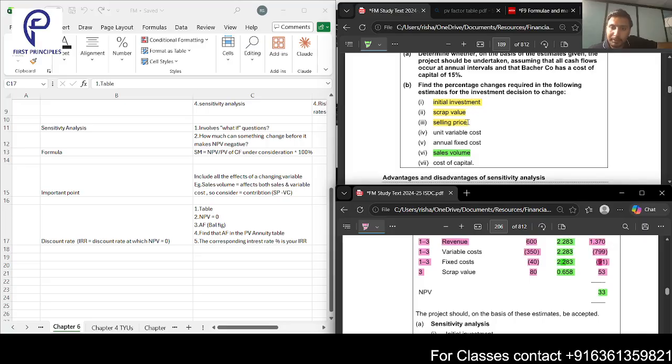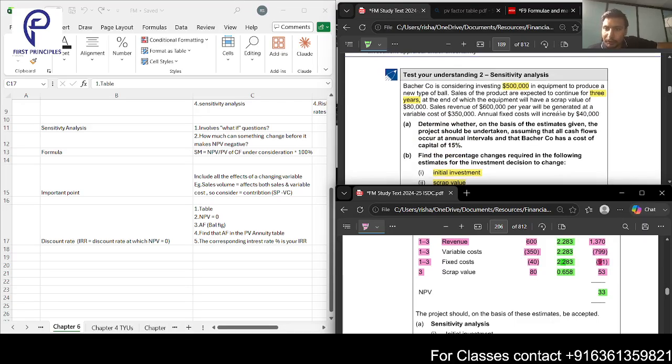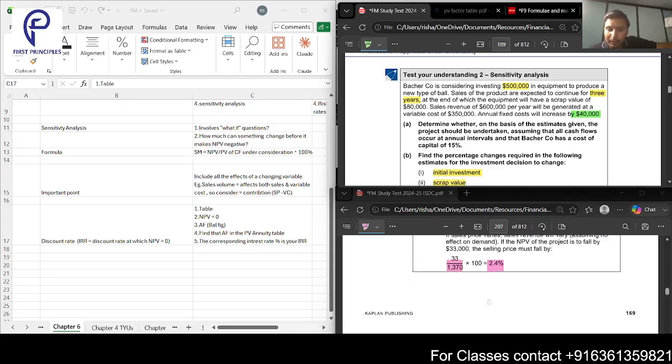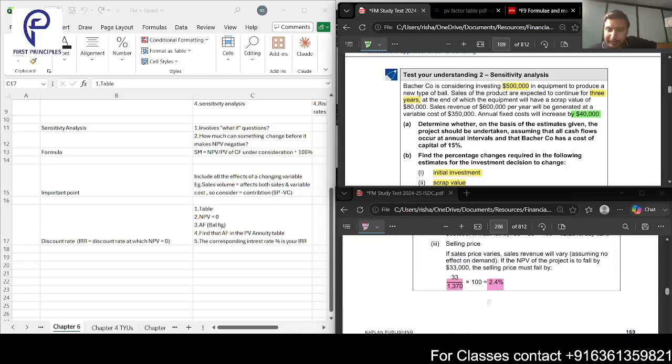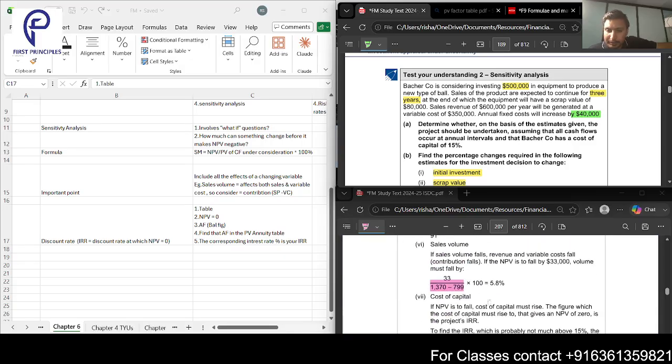Initial done, scrap done, selling price done, sales volume done. Yeah, Shruti, we understood, right? Difference between selling price and sales volume, how to do the calculation. Now let's understand the fixed cost. Fixed cost will increase by 40,000. They have told, we took present value of fixed cost 91. Fixed cost was 40, present value 91. So 91 was our fixed cost, and again in NPV, we found out 33.